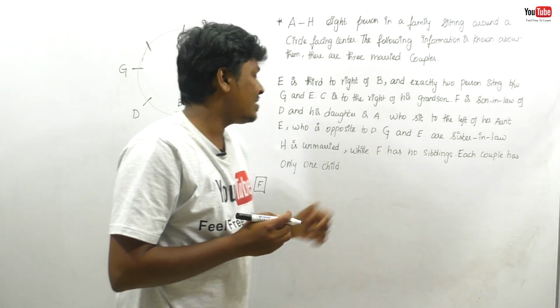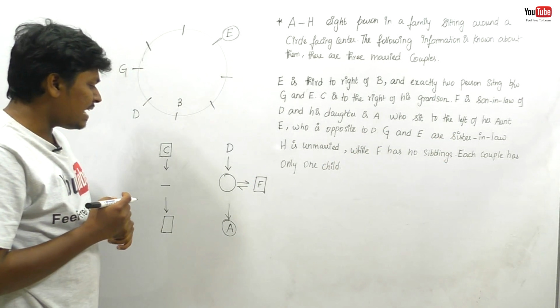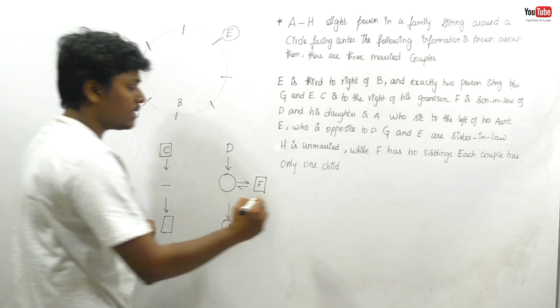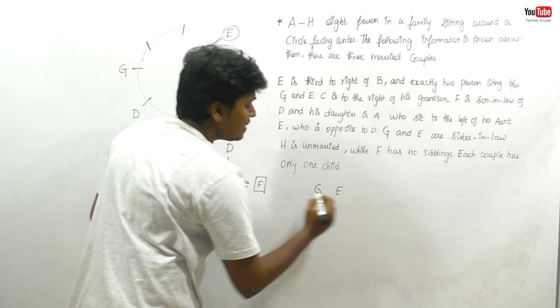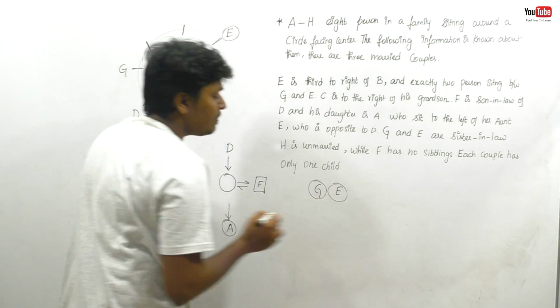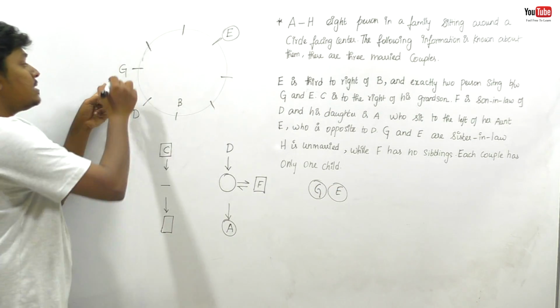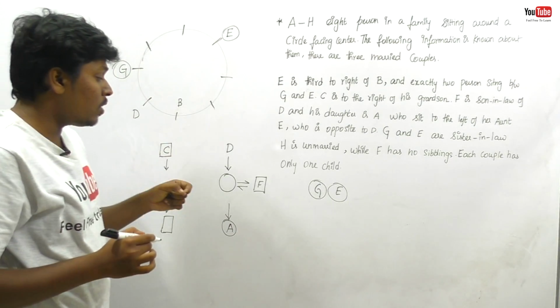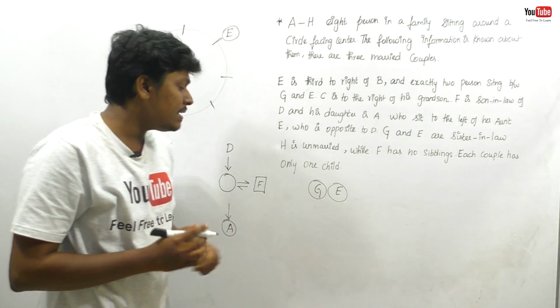G and E are sisters-in-law. They have said that G and E are sisters-in-law. If they are sisters-in-law, then definitely both persons should be female, right? We have already placed G here, so G is a female person. But now we have found that G and E are sisters-in-law.